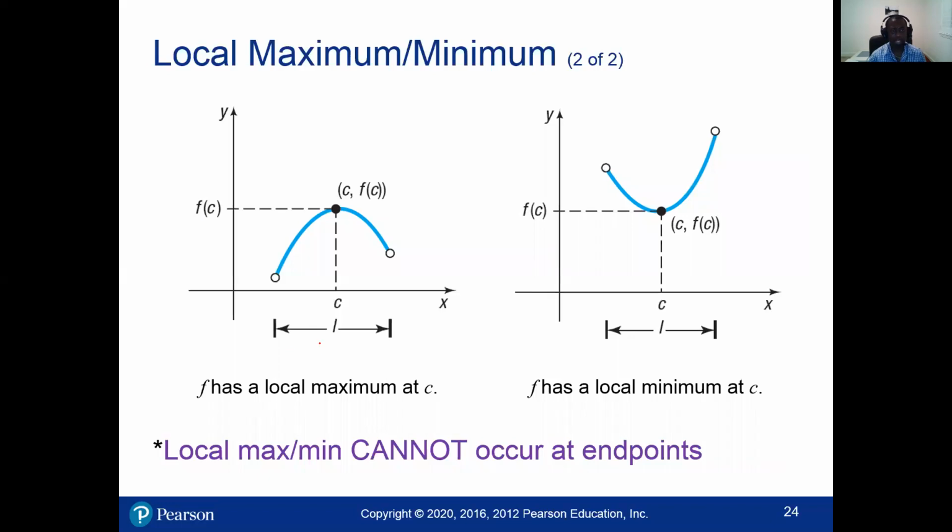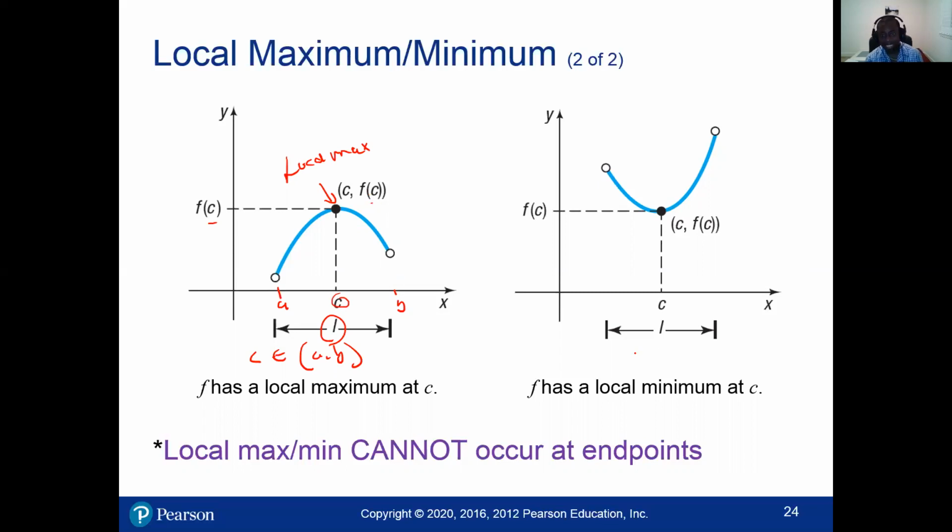Look at the graph on the left. The I here is an open interval. As you can see, let's say this is A, and that is B. The interval in this case is going to be AB. Now you realize that C is in the interval, and therefore the function value at C, which is f of C, happens to be the largest. Therefore, this is a local maximum value. Or you can say that there's a local maximum at C, and the function value is what we call the local maximum value.